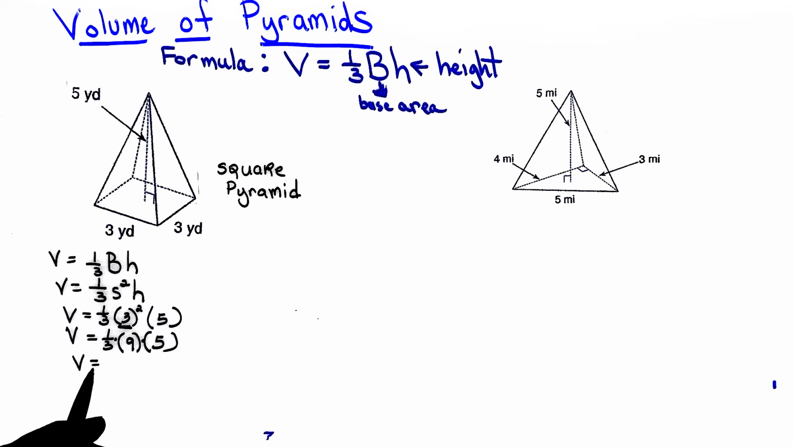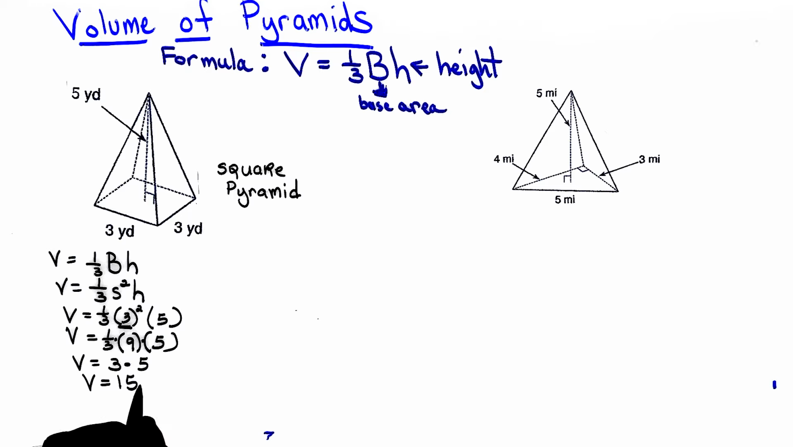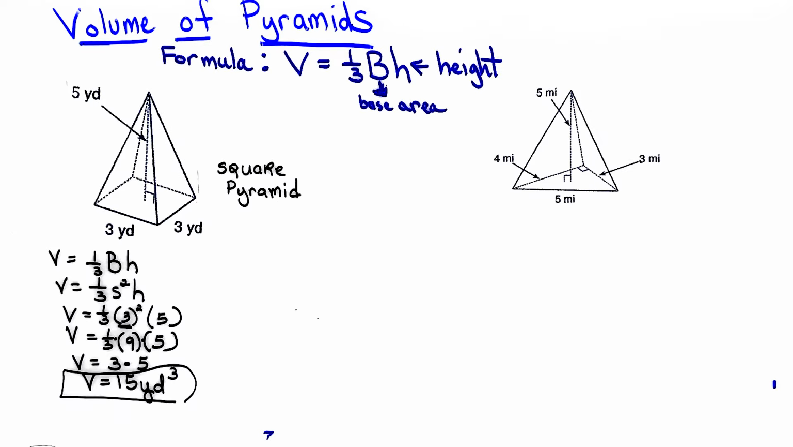Again, volume is equal to 1/3 of 9 is 3. So 3 times 5. So our volume is equal to 15 yards. And remember, it's always cubic yards. This is the volume of the square pyramid that we see. All right, well, let's look at the next one.